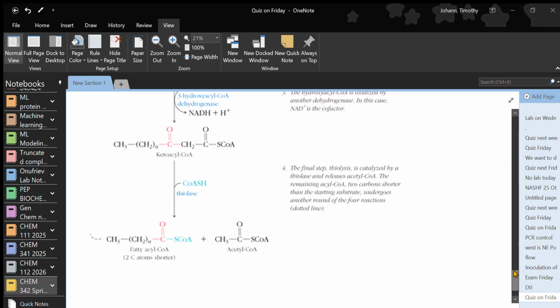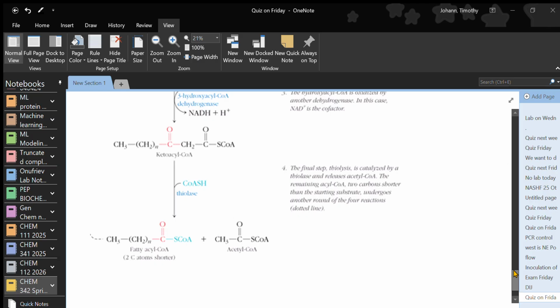Then we take that fatty acid that's 2 carbons shorter, go back up, and run it through the cycle again, until it's all acetyl-CoA. If it's an even-numbered carbon fatty acid and it doesn't have any double bonds on it, this is all we do. We just do this over and over again until we turn all of it into acetyl-CoA.